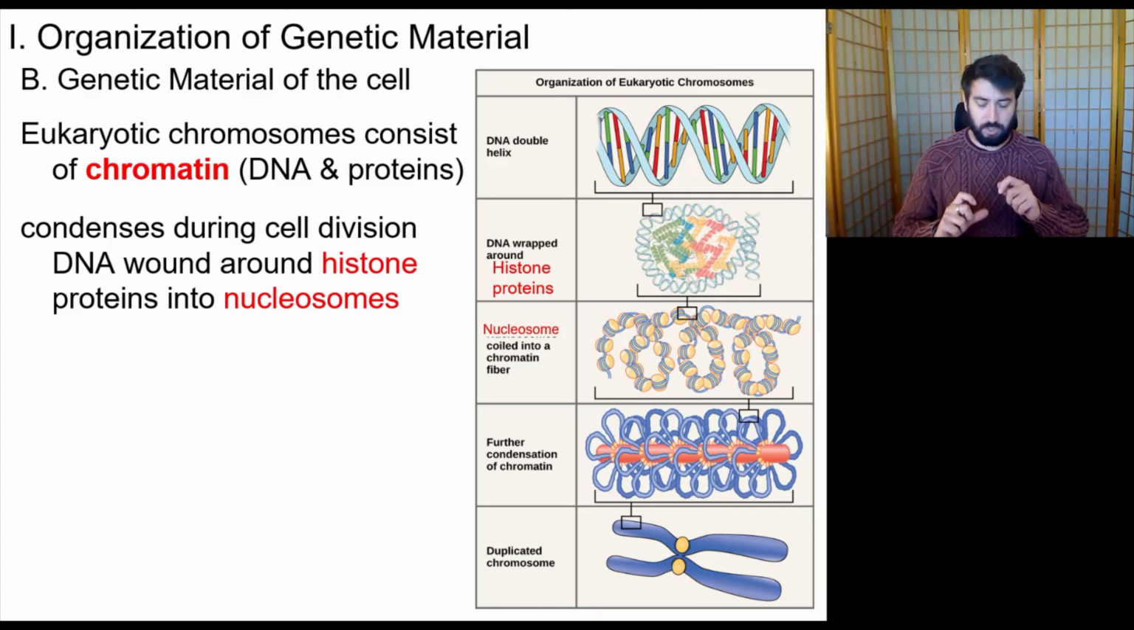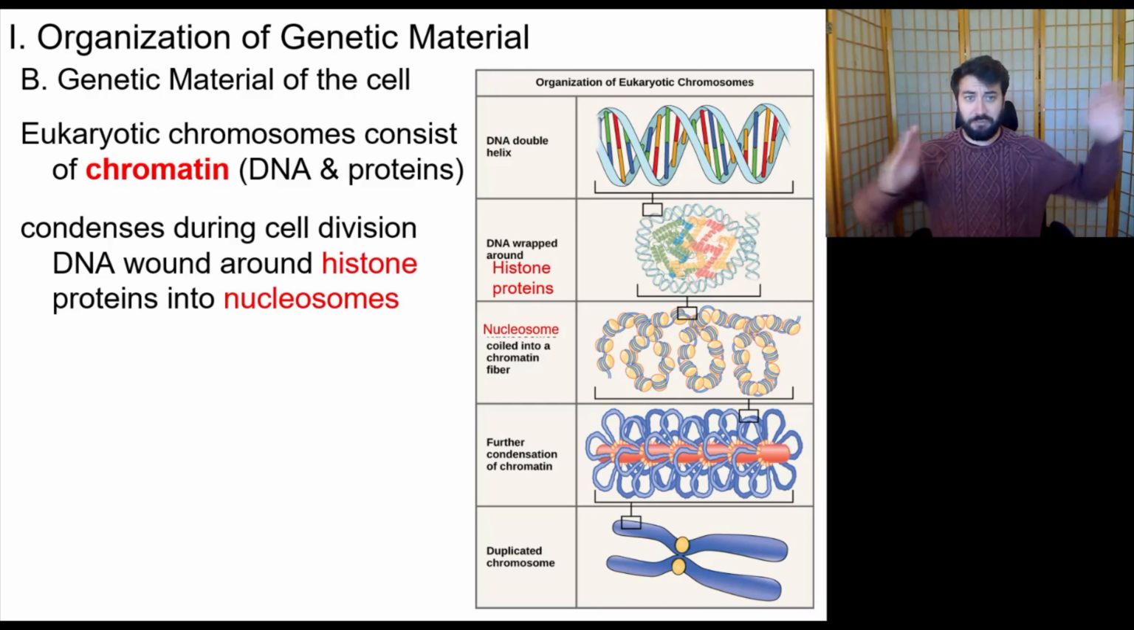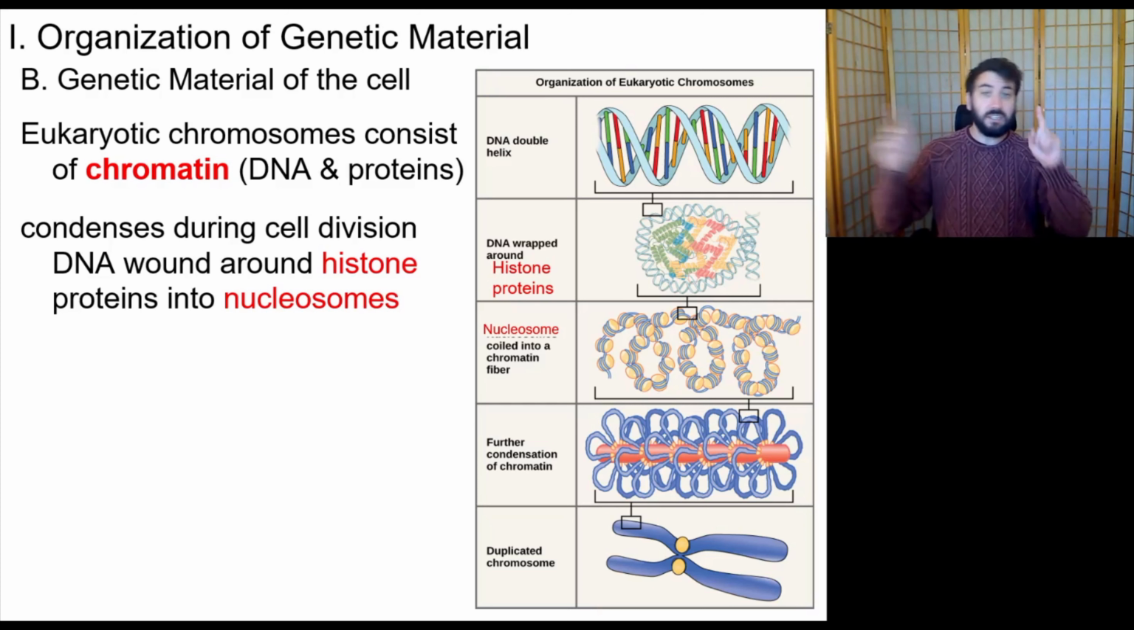If you've ever threaded a string for knitting, or, I guess not knitting, sewing. That's the word I'm looking for. So sewing thread around a bobbin, it's kind of the same idea, where the bobbin is the histones and the thread is actually the DNA itself. Except in this case, it's a really, really long thread of DNA wrapped around thousands and thousands of bobbins simultaneously, and they all wind up together.